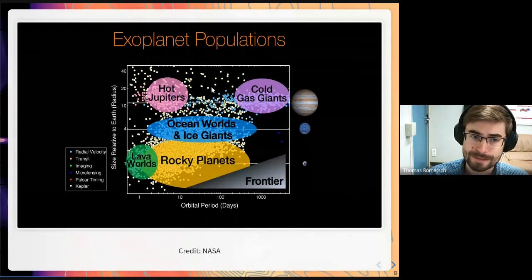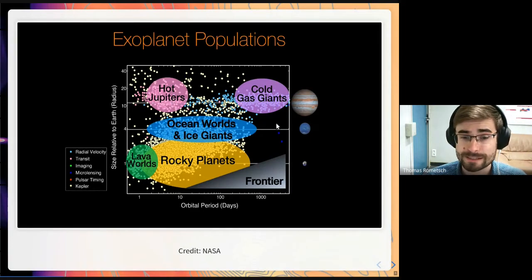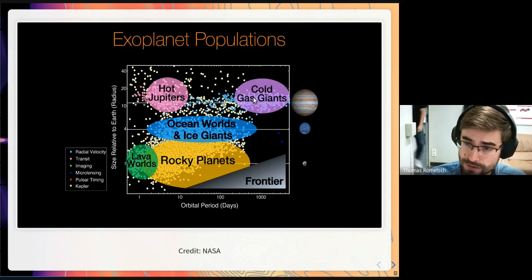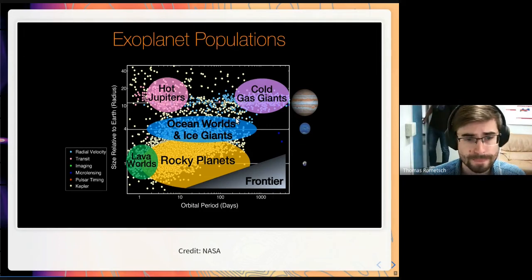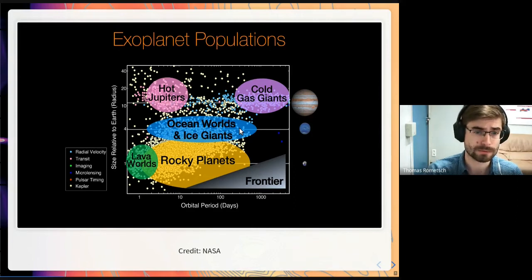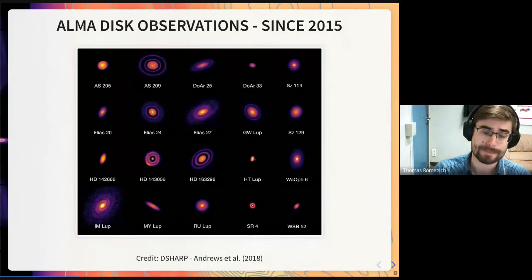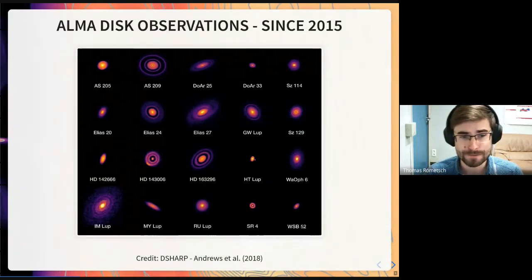And this was more or less the picture we had. I mean, Kepler came and we saw lots of planets. Radial velocity measurements allowed us to find these cold gas giants. And we had some images using Hubble, for example, of disks, but they were quite blurry. And then ALMA came along, and at least since 2015, we can make nice images of these disks.